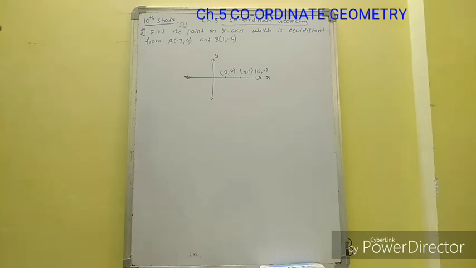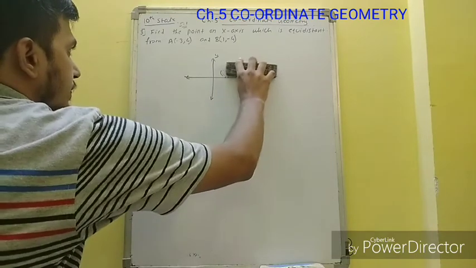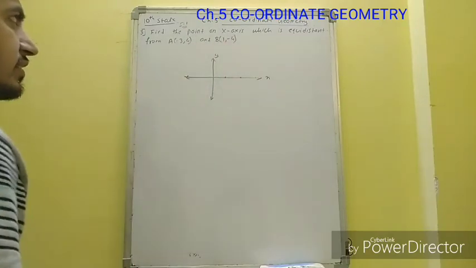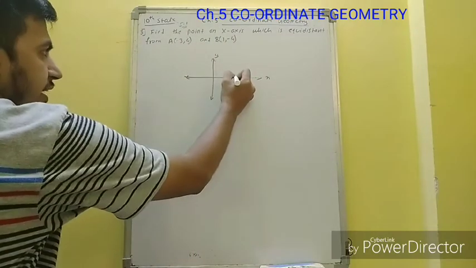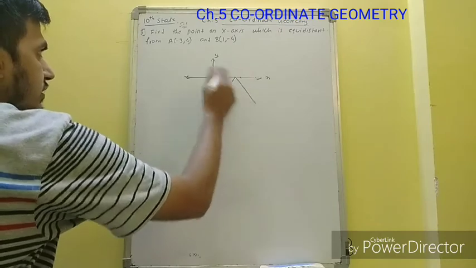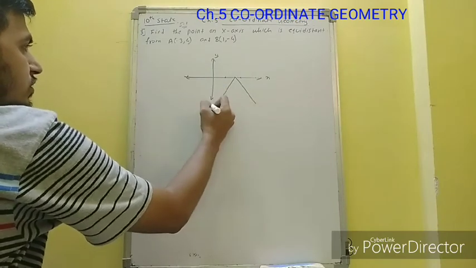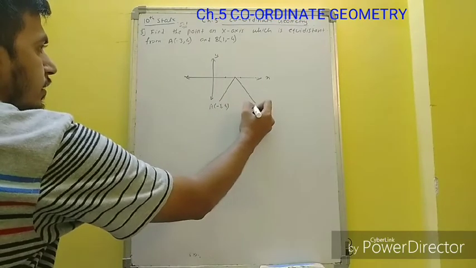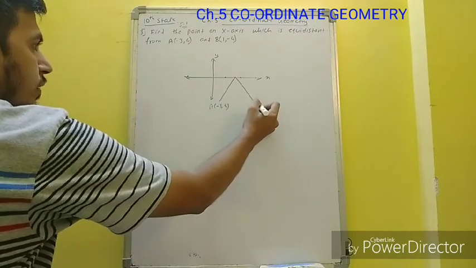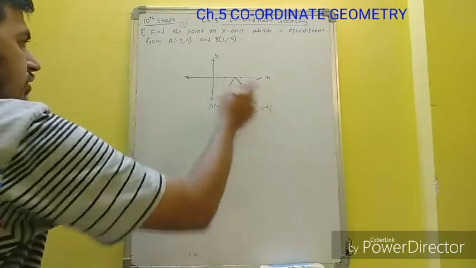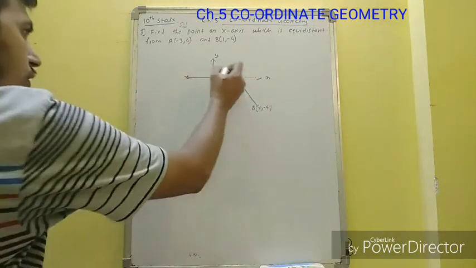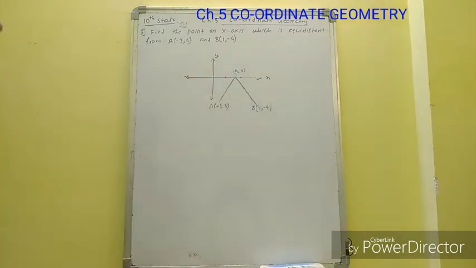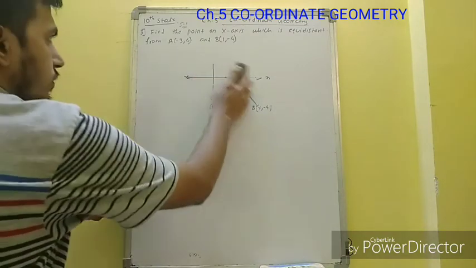So it is said that the point lies on the x-axis, which is equidistant. See, if a point is lying over here, and this is equidistant from, I am just taking like this only, (-3, 4) and (1, -4). So this point is equidistant from these 2 points. So we will take this coordinate as (a, 0). Okay, so let's start.